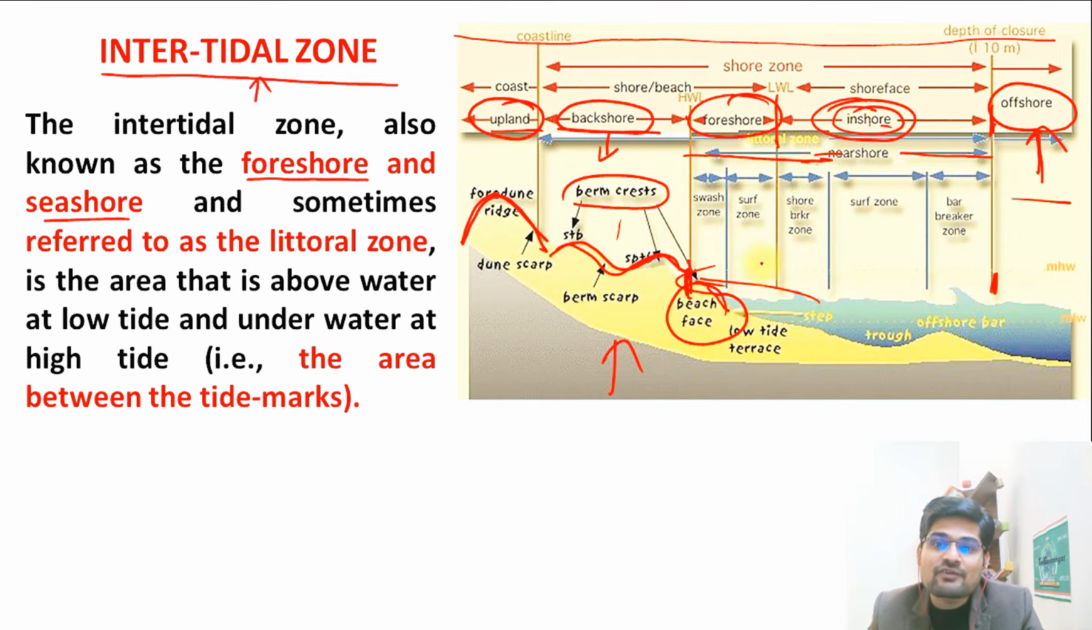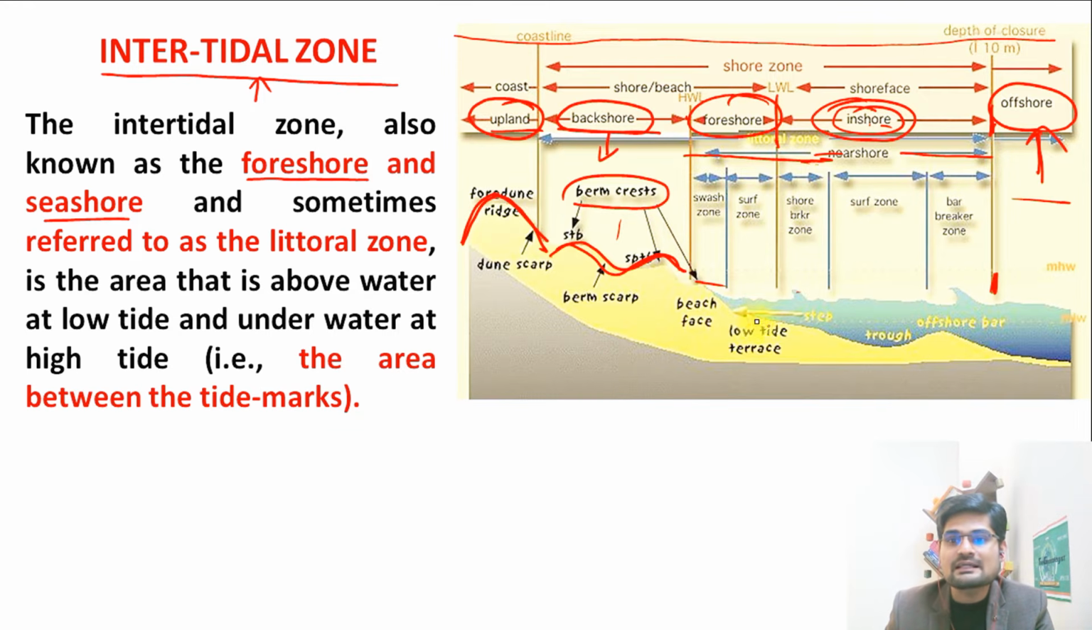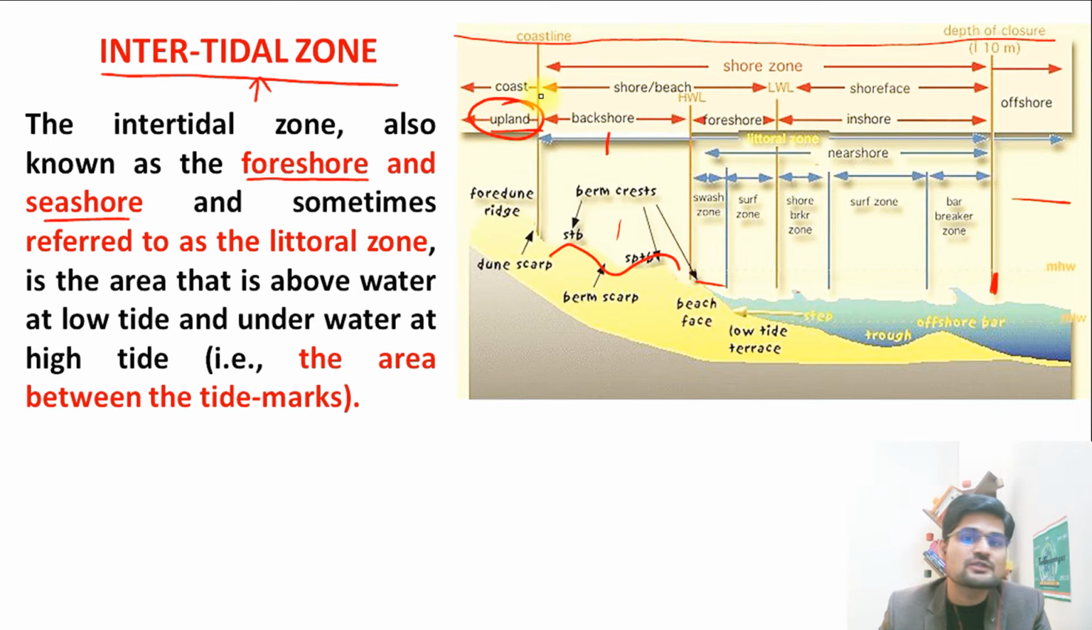So this is away from the main inner line shore, right? So remember these terminologies that are important here. Many times multiple choice questions can be asked in different examinations, that what is backshore or what is the sequence. So you have upland of the coast, then you have backshore, then foreshore, then inshore, and then offshore. That is an important point to remember.